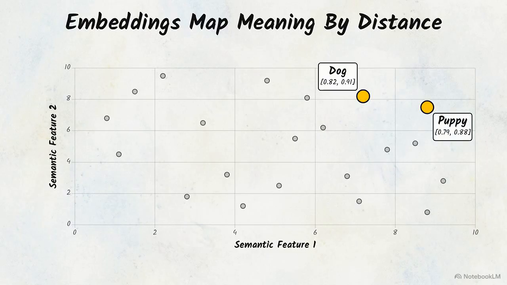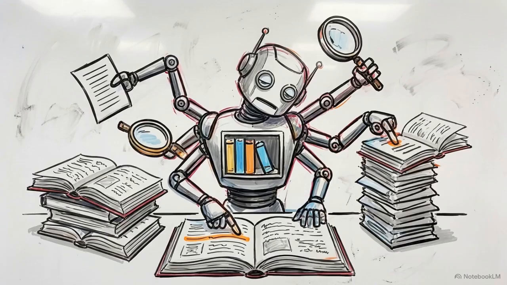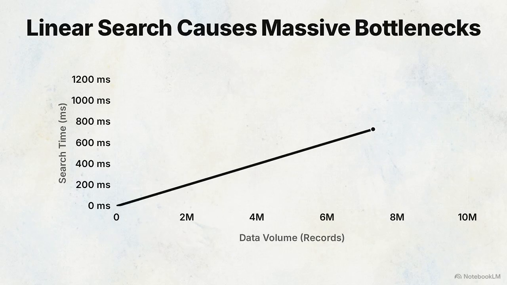Notice how the concepts dog and puppy map to coordinates right next to each other, while a word like car ends up far away. A traditional relational database struggles with this. Searching for concepts via exact keyword matches is like asking a meticulous librarian to scan every single page of every single book. Search time grows linearly with the amount of data, creating massive bottlenecks.